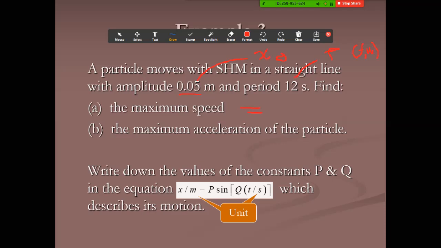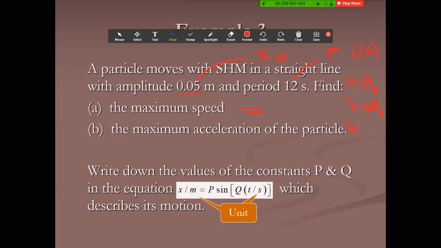Remember, for maximum speed, what is the maximum displacement? It is x naught. What is the maximum speed formula? Anyone? Omega x naught. What is the maximum acceleration?